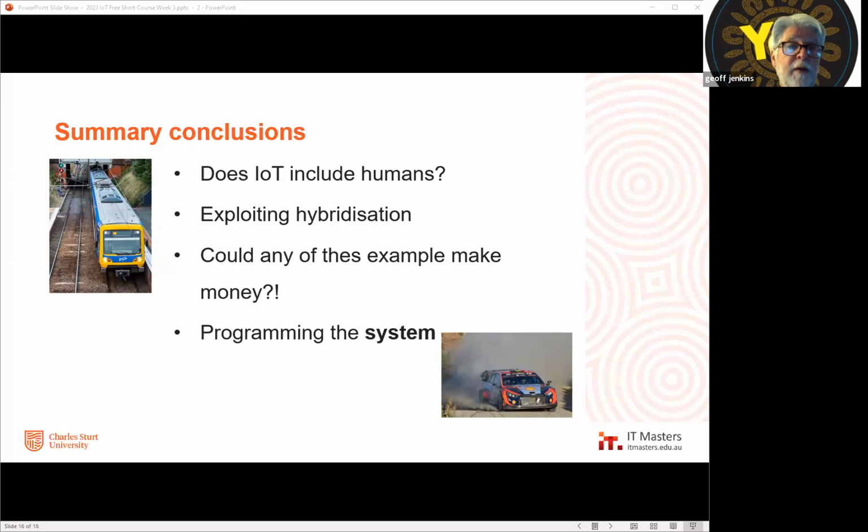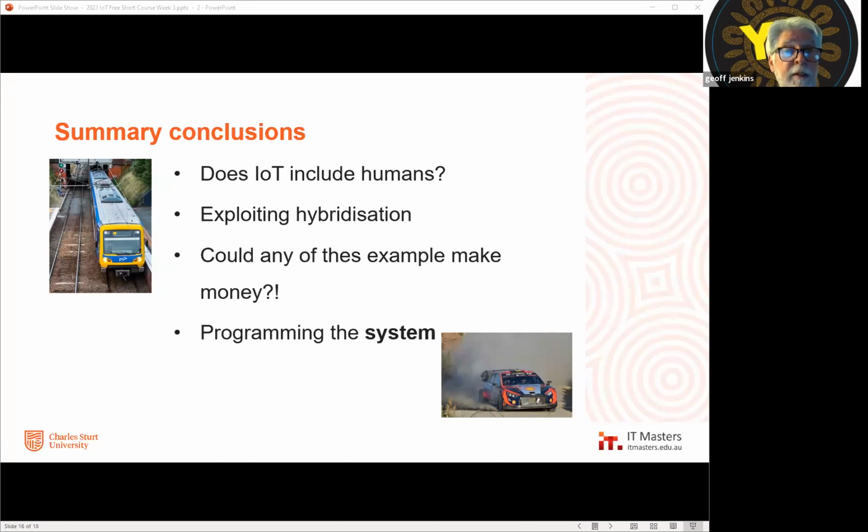It's very important to exploit hybridization, I say. That is to say, think about not a single but multiple modes of communication, both for redundancy and for saving some money.